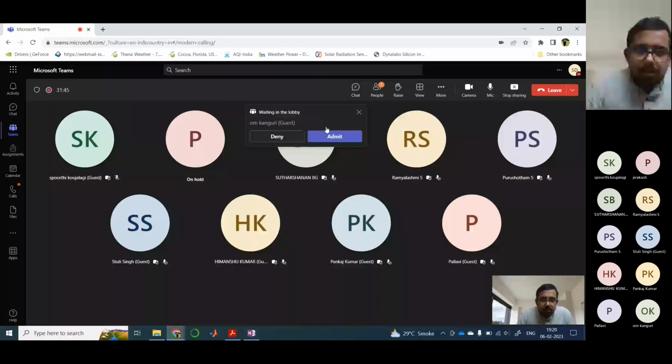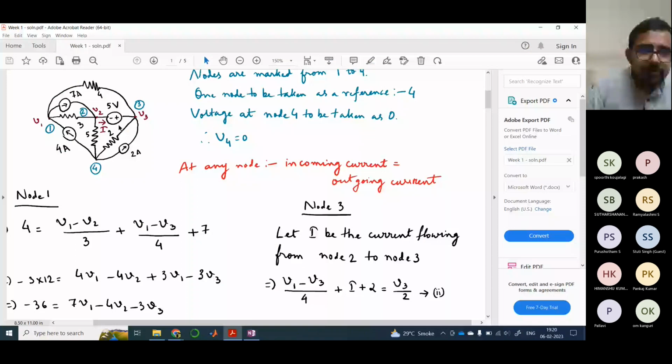Then we have this current. This is what I told previously, that I am assuming that the current flowing from node 2 to 3 through this line, where there is a 5-volt source, is I. As you can see, the direction is from 2 to 3, so this current is entering node 3.